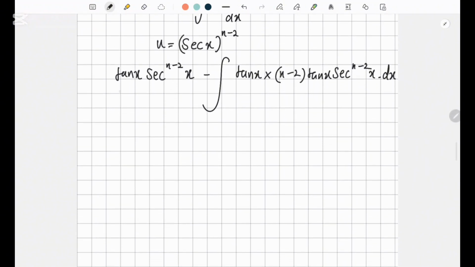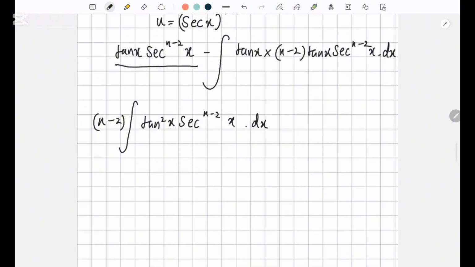So now, keep this aside for now. And now let's focus on this. Let's focus on our integration. So we have tan x into tan x again, right? So you could write tan squared x. You could take the n minus 2 out. Let's take it out, because it's going to be a number anyways. So we have tan squared x into sec x to the power n minus 2 dx.